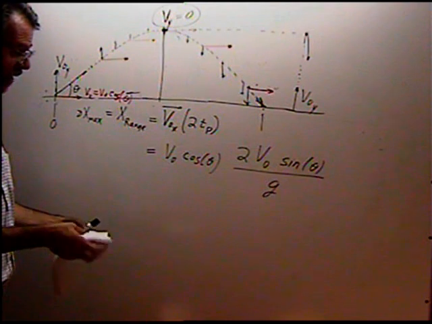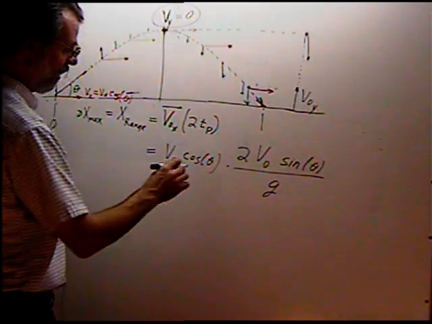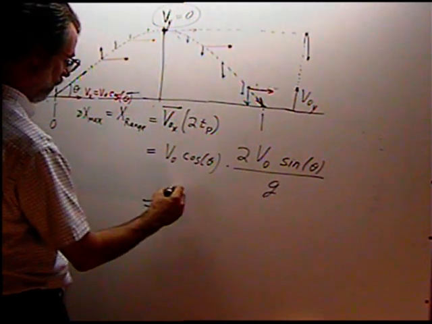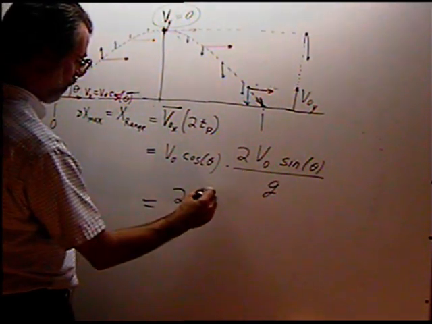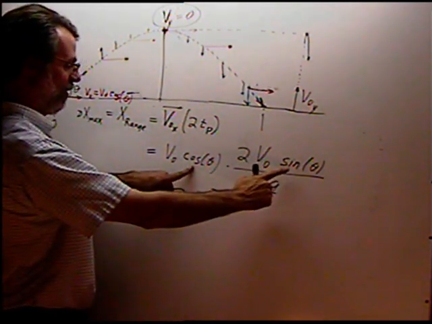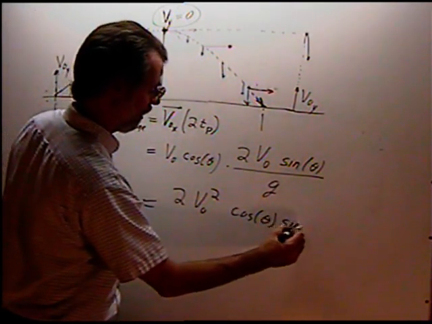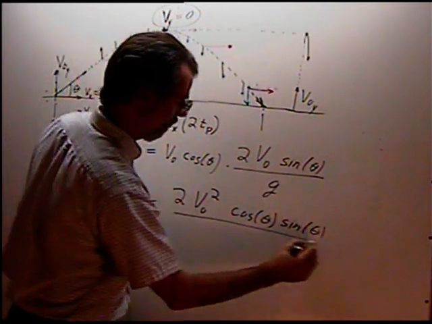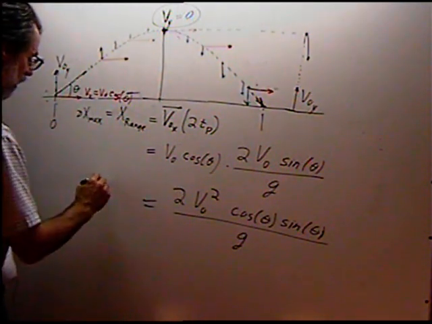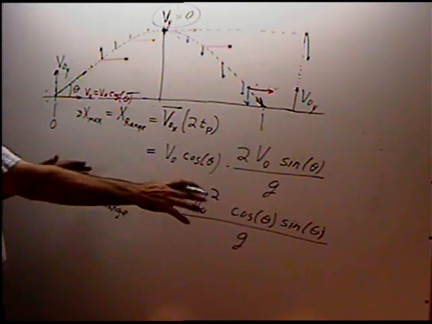So now I have this expression, and can I do anything with this expression? I sure can. This is multiplied together. Notice I have a v0 and a v0, and I have a 2, so I can say 2 v0 squared times cosine of the angle times sine of the angle, all divided by g. Okay, this is the x range. This is a distance. This is a nice formula for the range.